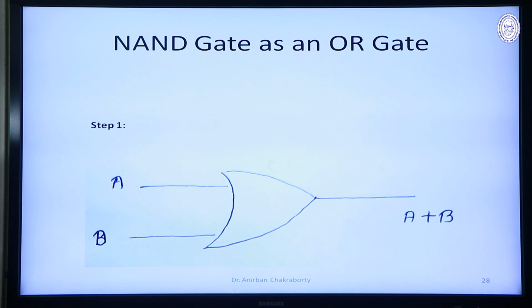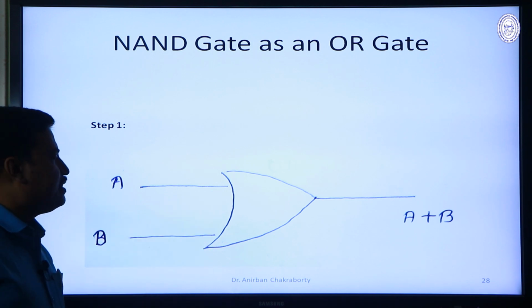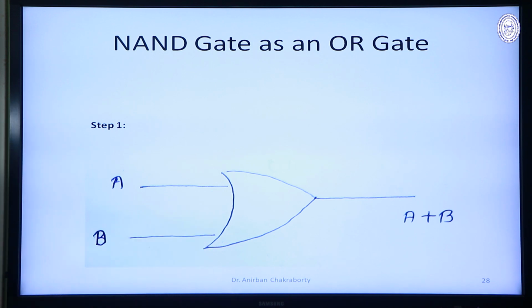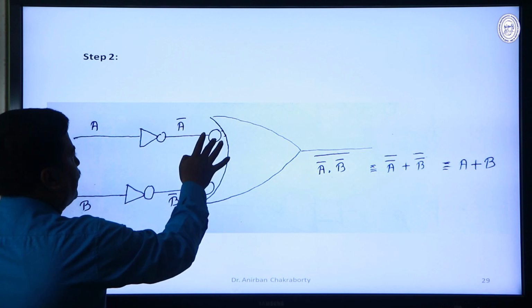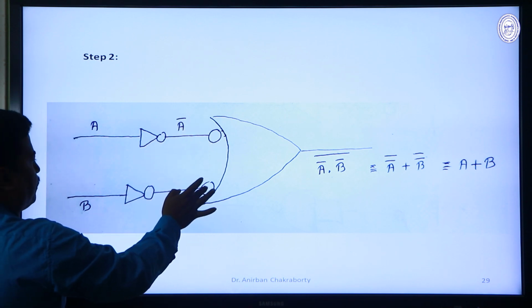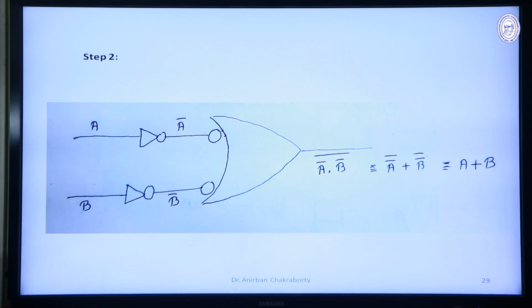Now it has the similarity with the bubbled OR gate. So here only two bubbles are missing. We have drawn these bubbles in this way using the bubble cancellation law. So this bubble got cancelled with this NOT gate, and this bubble is cancelled with this NOT gate. Means we have done nothing actually.